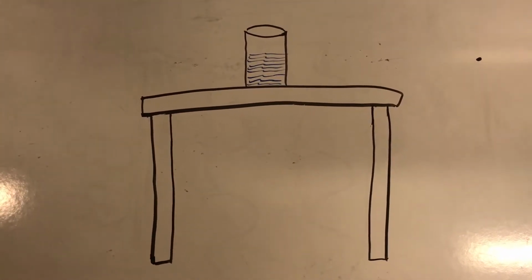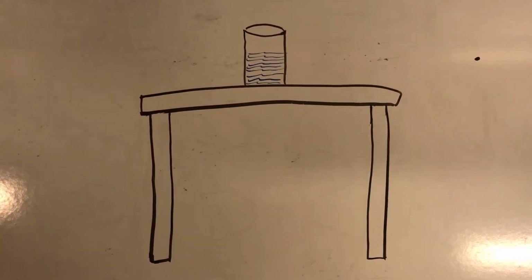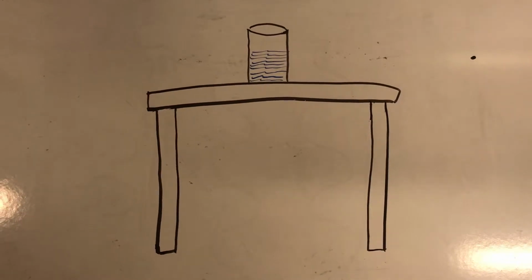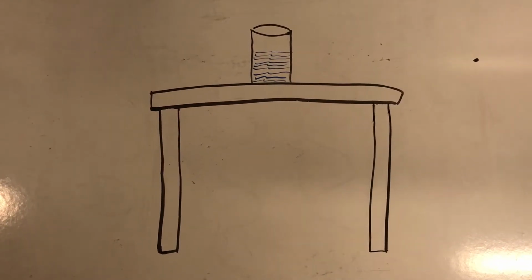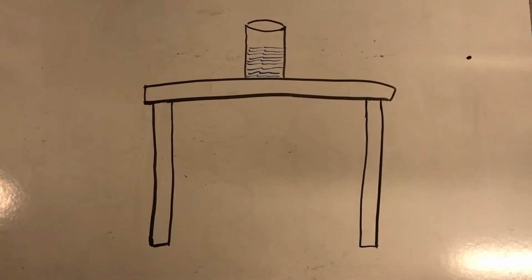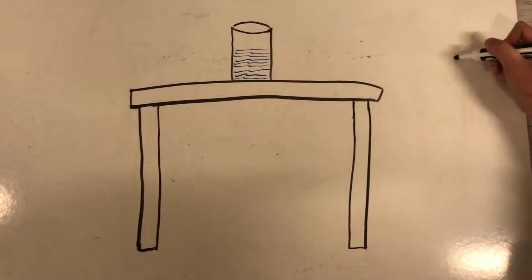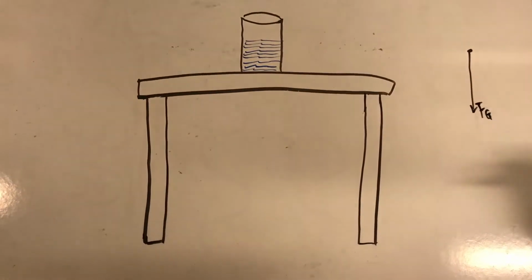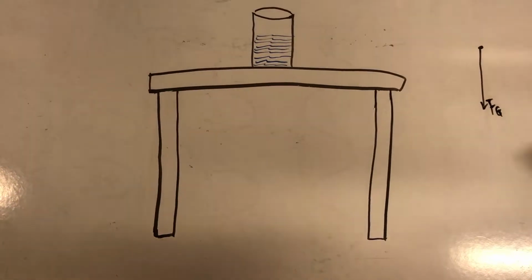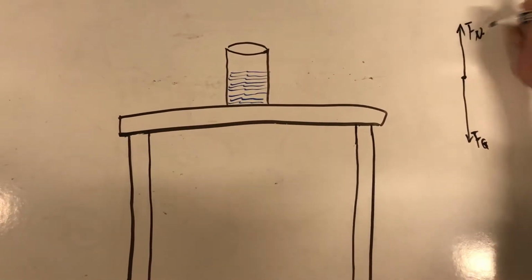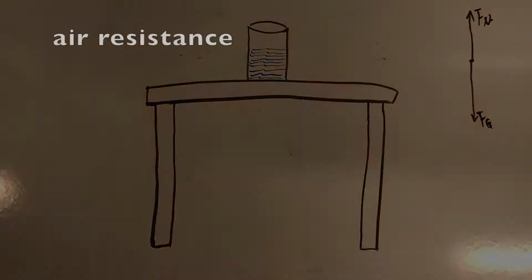The normal force is the support force exerted upon an object that is in contact with another stable object. For example, a bottle of water is at rest on a table. So here is the gravitational force, which is always straight downward. And here is the normal force, which is always perpendicular to the surface.